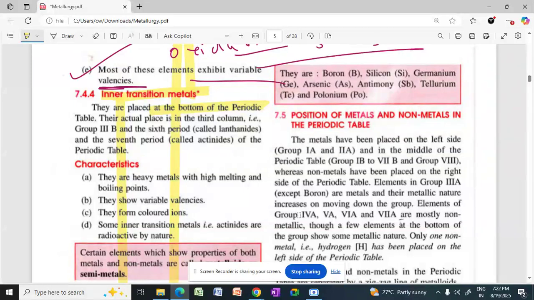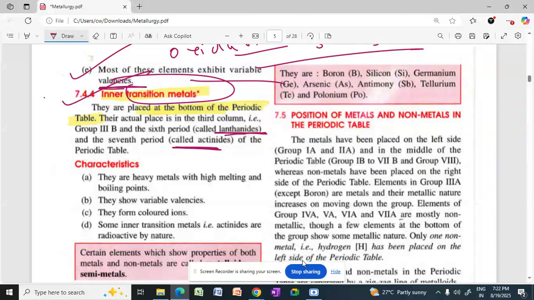Actually, these are some basic points, these should be clear. Only these we are going to discuss. They are placed at the bottom of the periodic table, the inner transition metals. The basic thing you must know is that they are placed at the bottom. I am not discussing detail, basics should be clear. Here we have lanthanides and actinides, only this thing you must know. Lanthanides and actinides are inner transition metals.